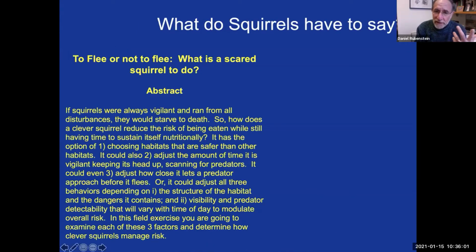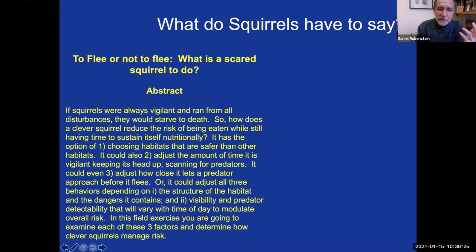And so the labs we did for both the students and the teachers were two. One is, what do squirrels have to tell us about managing risk? So the first is to flee or not to flee. What is a scared squirrel to do? If squirrels were always vigilant and ran from all disturbances, they would starve to death. So how does a clever squirrel reduce the risk of being eaten while still having time to sustain itself nutritionally?